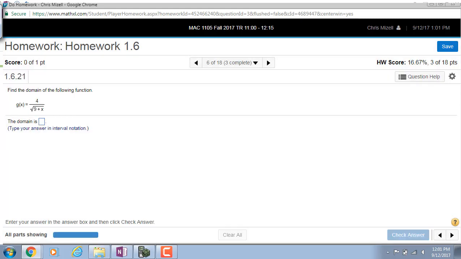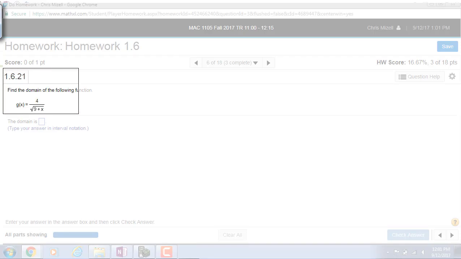Next question. A little bit more of the same, but the square root of 9 plus x. There are a couple of issues with this. First issue has to do with the radical.